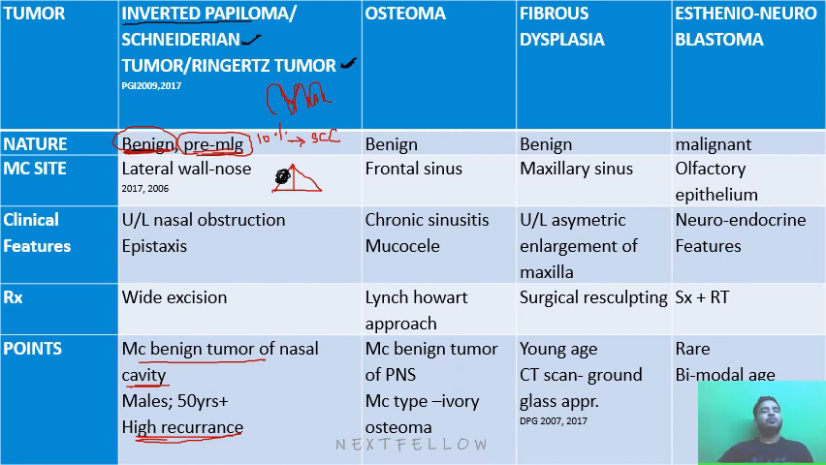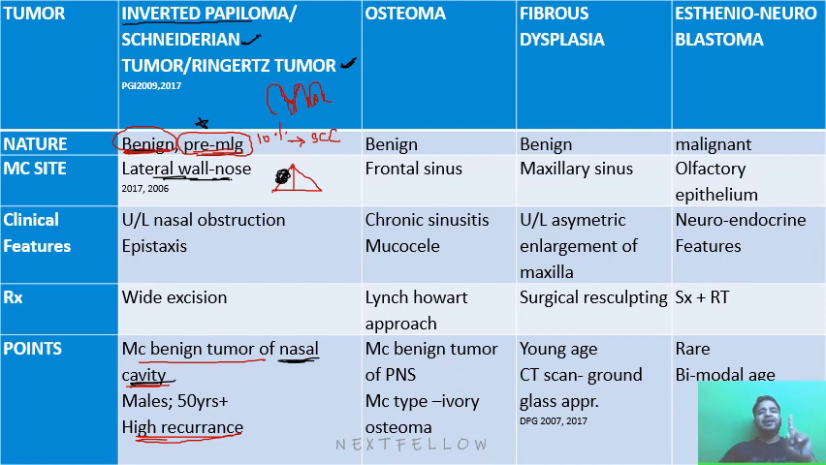So inverted papilloma is a papilloma where there is an invagination or ingrowing of the nasal tumor mucosa or epithelium layer into the matrix. That's why it is known as inverted papilloma, and it has a high rate of recurrence. It is a benign tumor, but there is a 10% chance that it may be converted into squamous cell carcinoma. That's why it is also a pre-malignant tumor. And the most common site is the lateral wall of the nose, which makes it the most common benign tumor of nasal cavity. What is the most common benign tumor of paranasal sinuses?